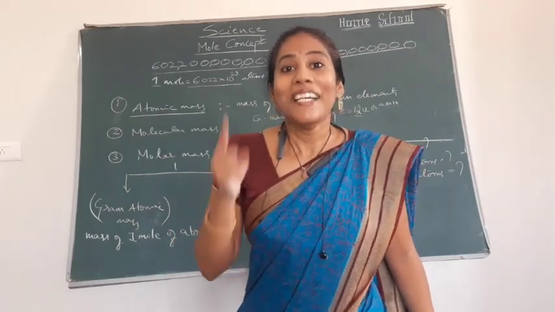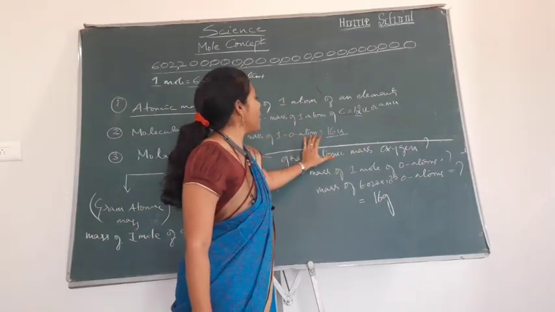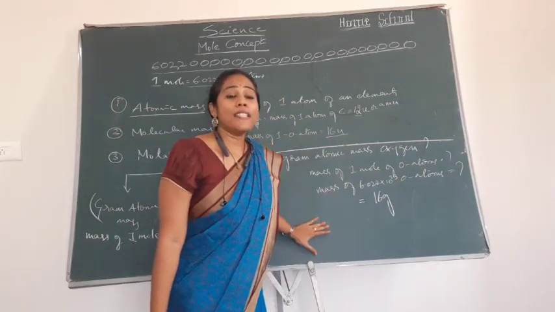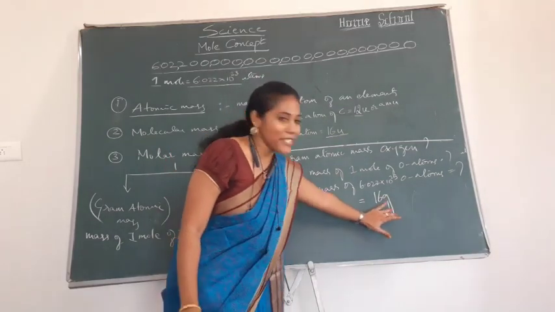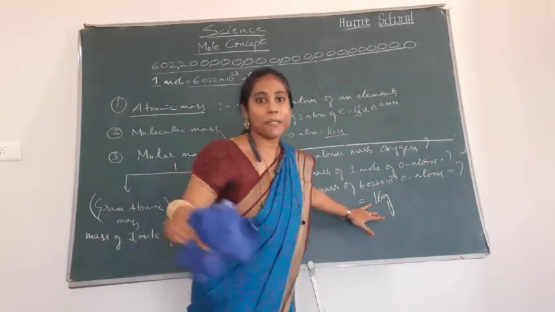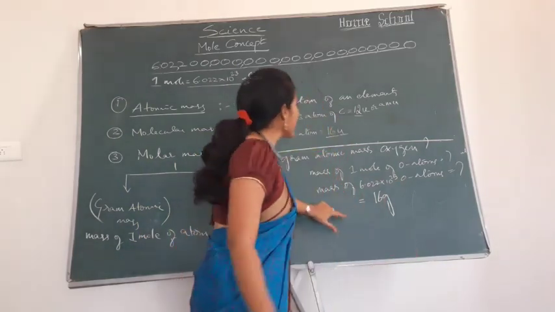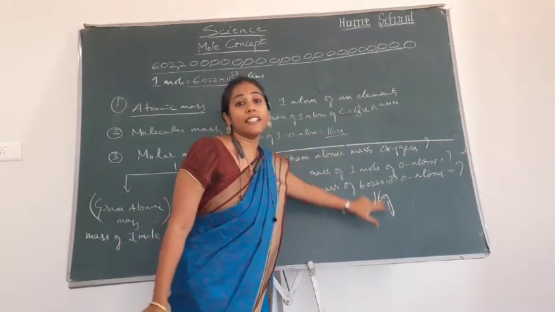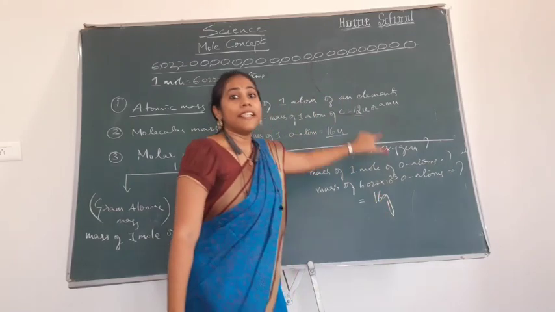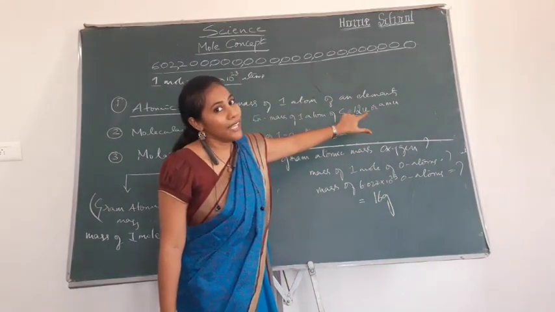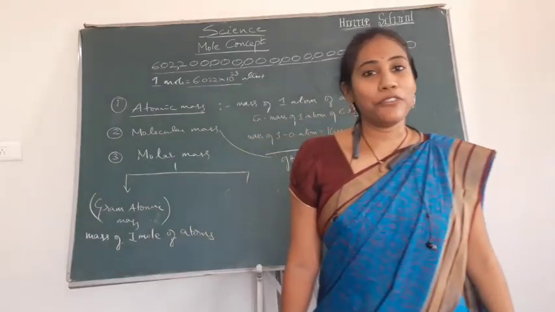Clear everybody? Remember this. Interestingly, the mass of one atom of oxygen is 16. The mass of 6.022 into 10 to the power of 23 oxygen atoms is also 16, digit wise, practically speaking. But you have to concentrate on the units. Here the unit is U. Here the unit is G, so it is in grams. This one is in U. Clear everybody? So this is the important aspect that you have to remember.